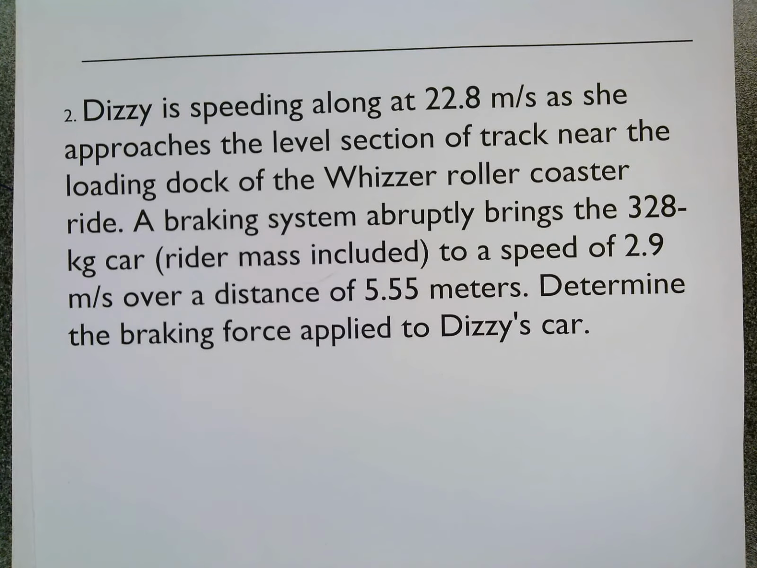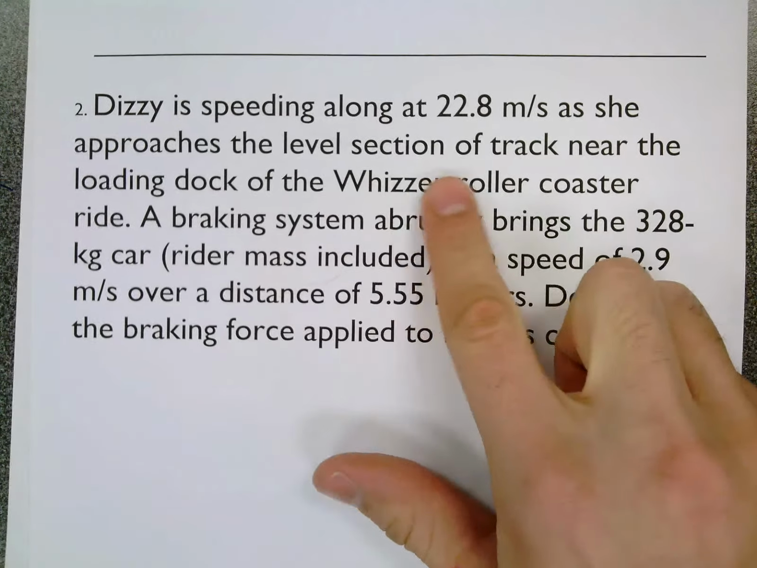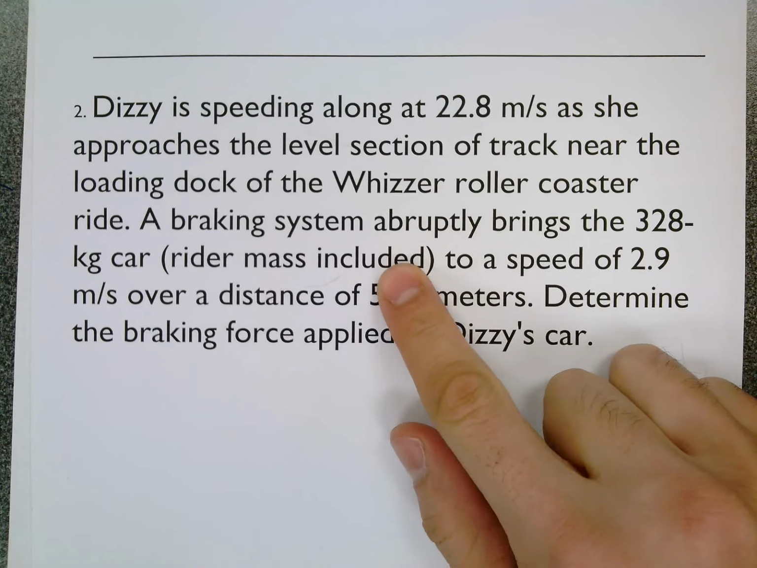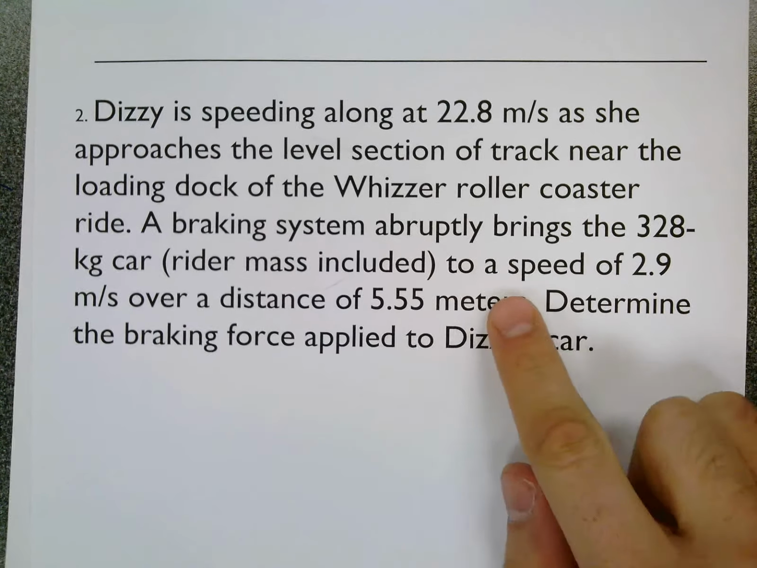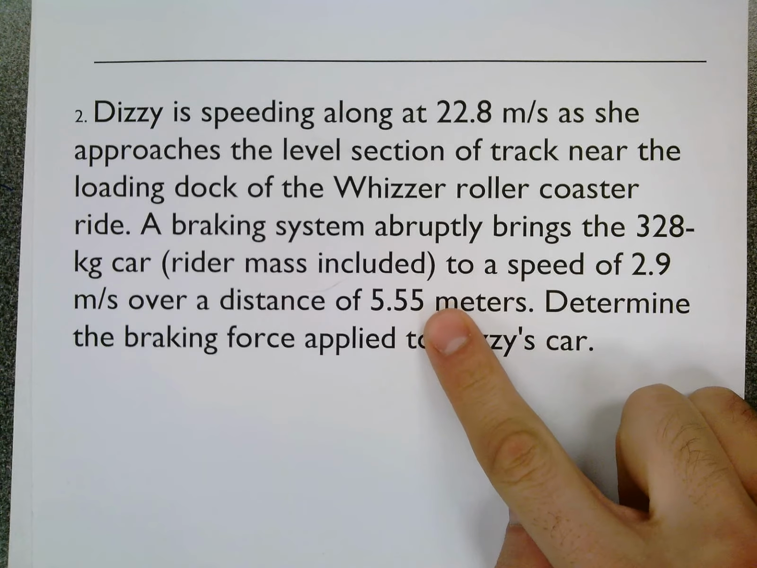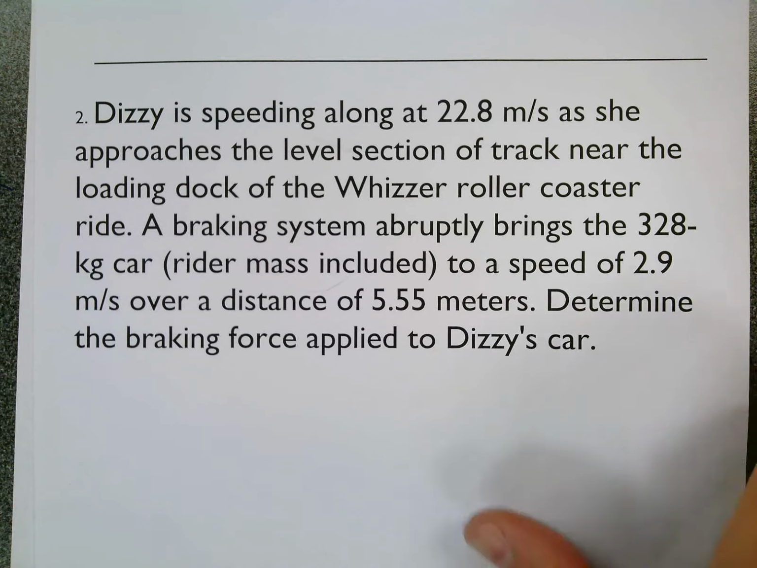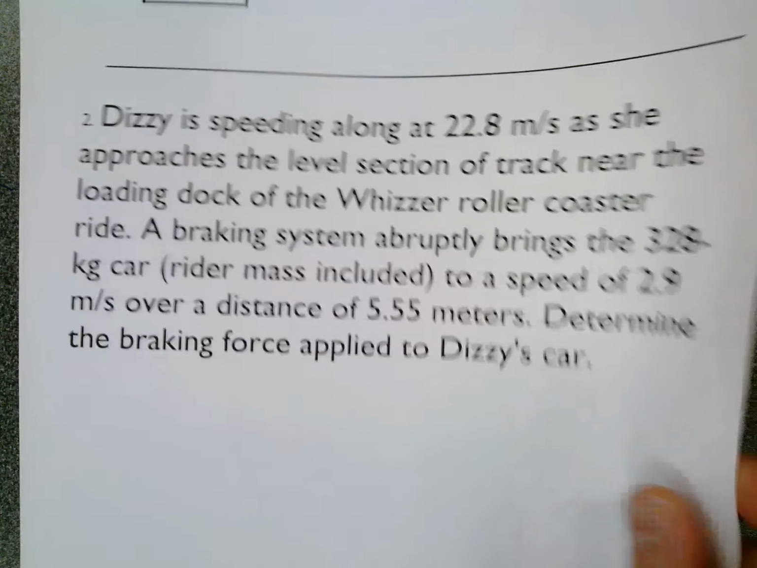In this problem, we are answering practice problem number 2 from the review questions in class today. Dizzy is speeding along at 22.8 meters per second as she approaches the level section of track near the loading dock of the Whistler roller coaster ride. A braking system abruptly brings the 328 kilogram car to a speed of 2.9 meters per second over a distance of 5.55 meters. Determine the braking force applied to Dizzy's car.